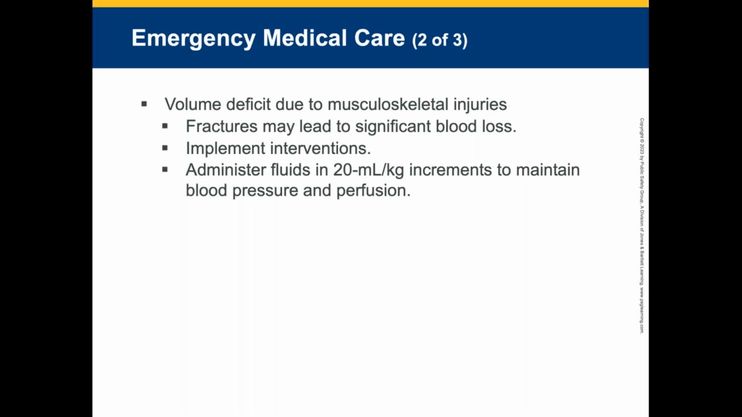Now, if you look at local protocol, New Hampshire protocol, for adult patients, it's 30 mLs per kilo. At the national registry level, it's 20. So when you're tested on the national registry, you're doing 20 ml per kilo increments.